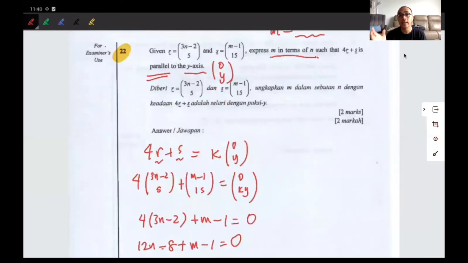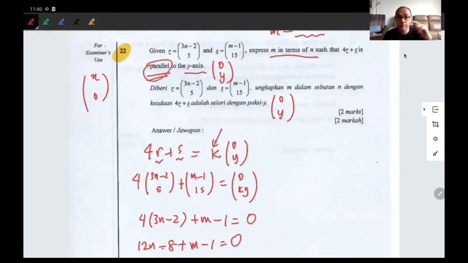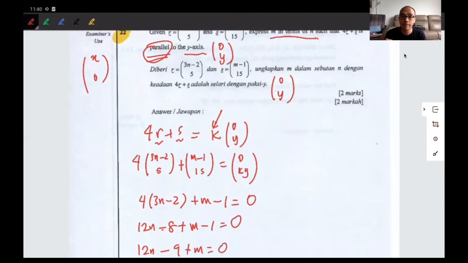What's difficult is obviously understanding the question. Parallel to the y-axis means 0 and y. If it's parallel to the x-axis, it means x and 0. Notice that although I introduced this k, I did so because I followed the parallel condition. It is not asking you to find the value of k. Just express m in terms of n. I only followed the condition, but actually this question is really no problem at all.